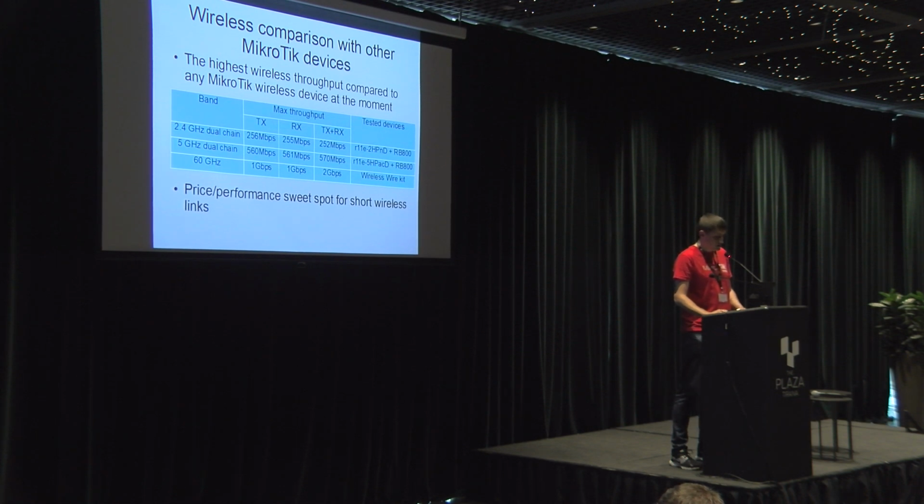And when we tested the 60 GHz device, the speed was limited due to the Ethernet. We were able to get transmit 1 gigabit per second and receive 1 gigabit per second. And combined, we were able to get 2 gigabits per second, which is like a full gigabit duplex Ethernet link. You can use it as a backup or for optical links or as you wish.